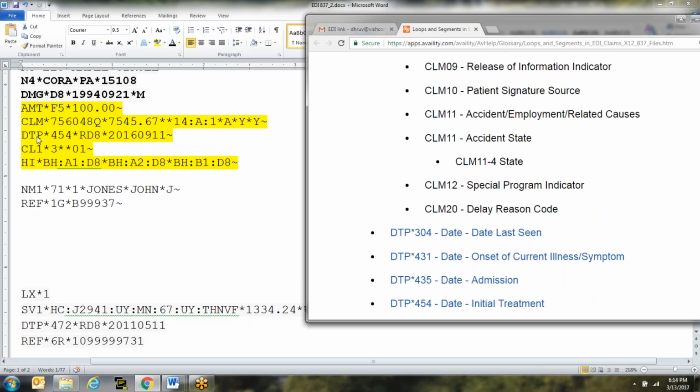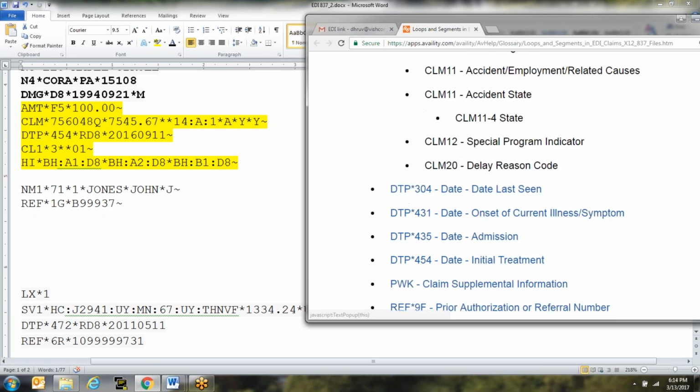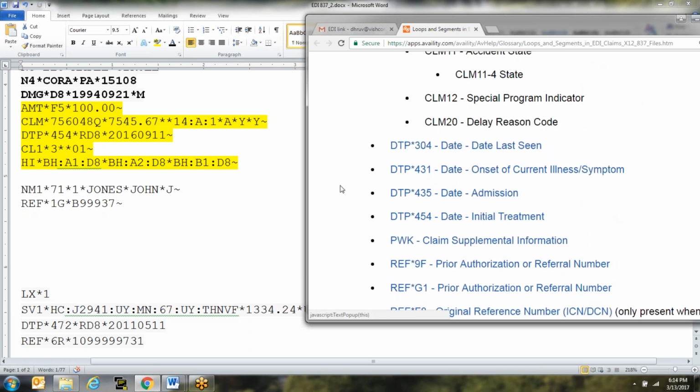Now there's another segment, DTP*304, date last seen. We don't have it here. It must be optional then. DTP*431, date of onset of current illness or symptom. Even that's optional. DTP*435, admission. Even that's optional, or it's not here. Maybe this person was never admitted. He just went to a hospital, got the treatment in the emergency room or whatever, and he just left. There's no admission.